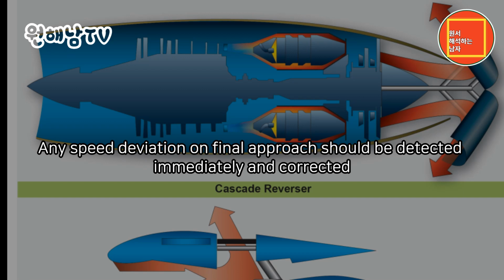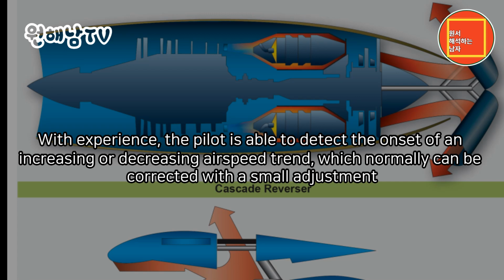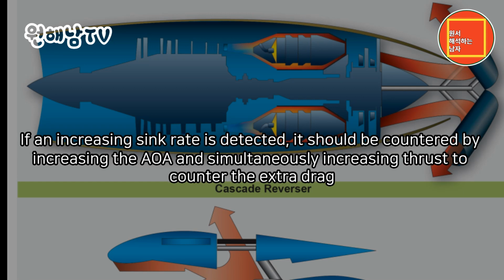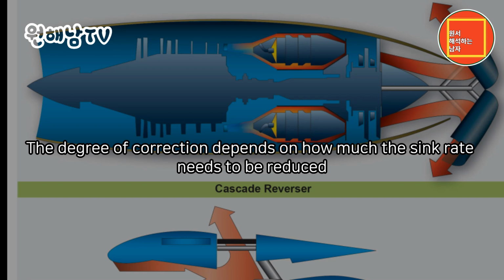Any speed deviation on final approach should be detected immediately and corrected. With experience, the pilot is able to detect the onset of an increasing or decreasing airspeed trend, which normally can be corrected with a small adjustment. It is imperative the pilot does not allow the airspeed to decrease below VREF or a high sink rate can develop. If an increasing sink rate is detected, it should be countered by increasing the AOA and simultaneously increasing thrust to counter the extra drag. The degree of correction depends on how much the sink rate needs to be reduced.